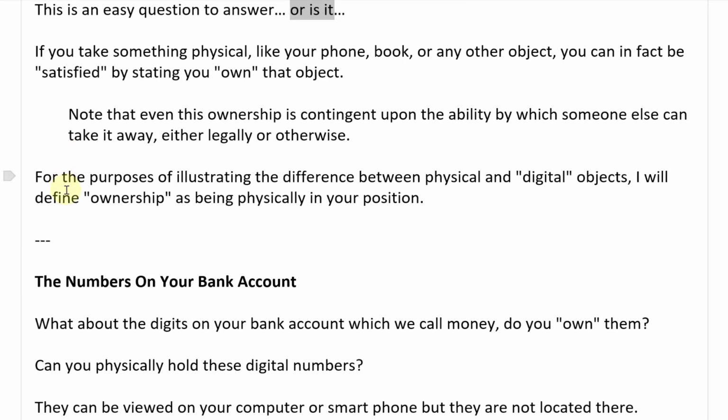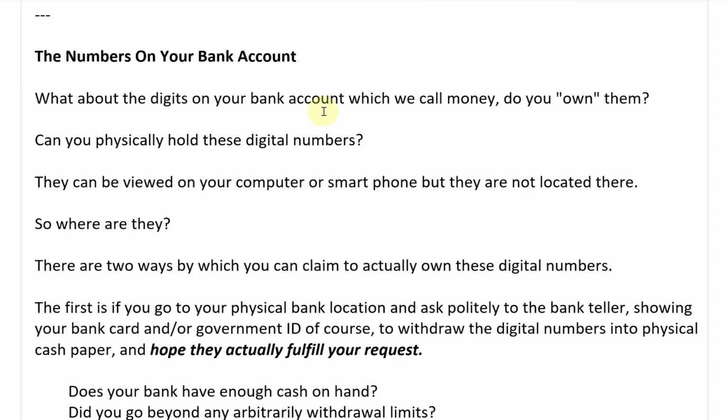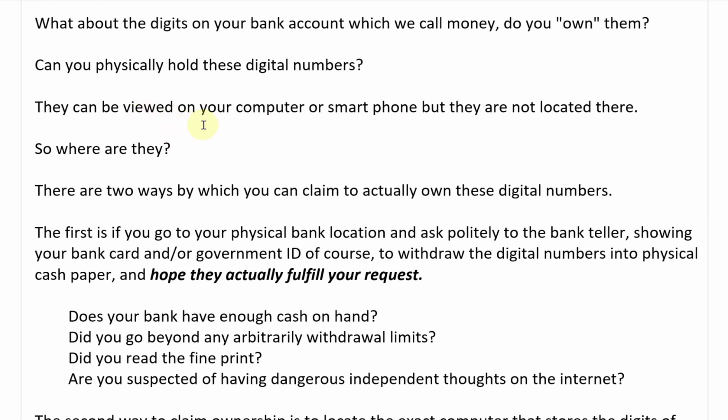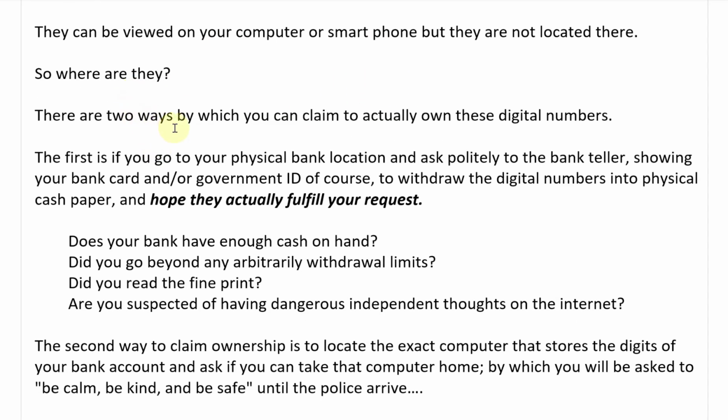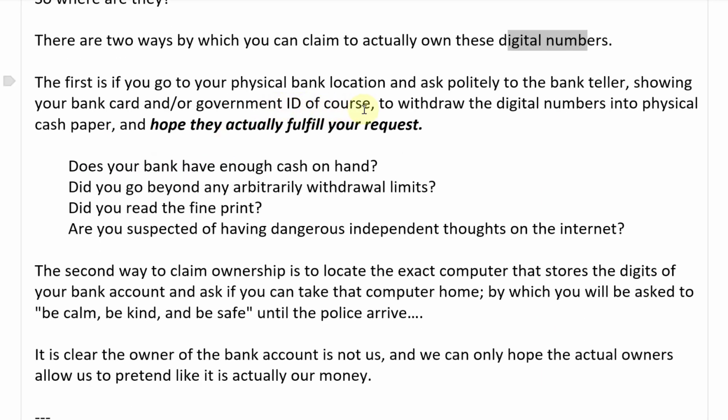Now that brings us to the numbers on your bank account. So what about the digits on your bank account, which we call money? Do you "own" them? Can you physically hold these digital numbers? They can be viewed on your computer or smartphone, but they are not located there. So where are they? There are two ways by which you can claim to actually own these digital numbers, or at least practically. The first is if you go to your physical bank location and ask politely to the bank teller, showing your bank card and or government ID, of course, to withdraw the digital numbers into physical cash paper. And then the key, then hope they actually fulfill your request.